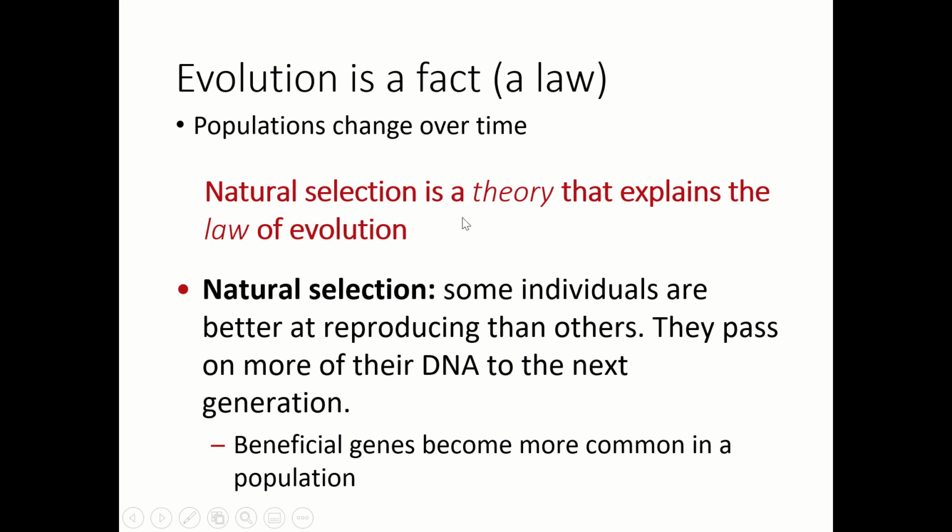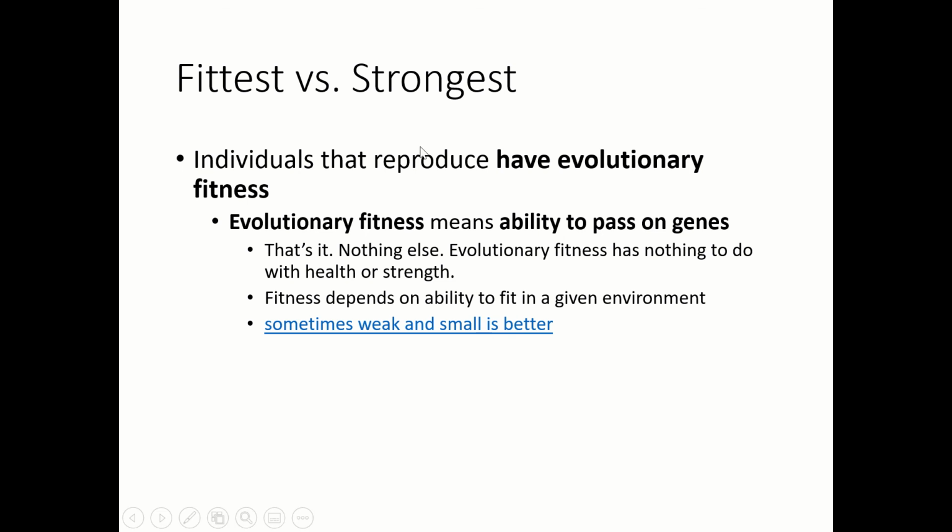Now, natural selection is the theory that explains the fact of evolution. And natural selection is actually a really simple theory. Some individuals are better at reproducing than other individuals. They pass on more of their DNA to the next generation, and the next generation has more of those beneficial traits that enabled these individuals to reproduce. Individuals that reproduce have what we call evolutionary fitness. And this is really an important term in biology. And it has a very, very specific meaning.